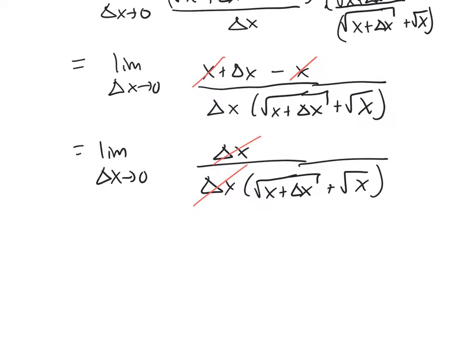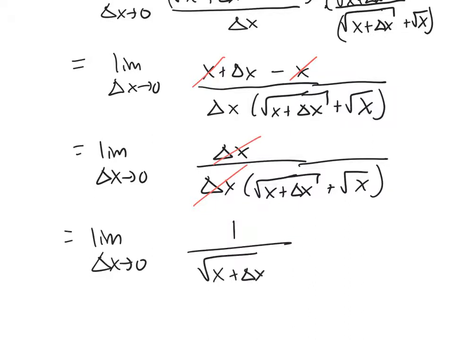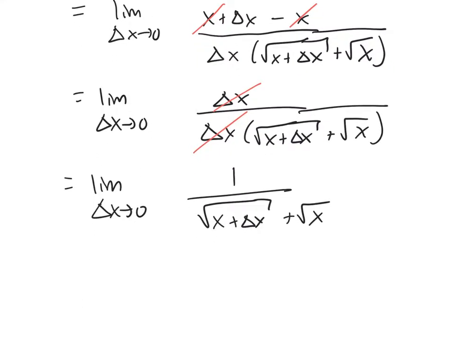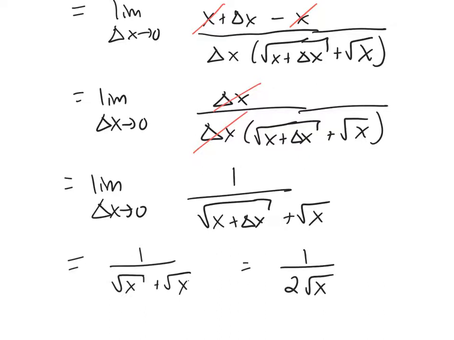So now I'm looking at the limit as delta x goes to 0 of 1 over the square root of x plus delta x plus square root of x. Now I can plug in delta x as 0 to get 1 over the square root of x plus the square root of x. And you can simplify that if you want to 1 over 2 square root x. And there's my derivative.